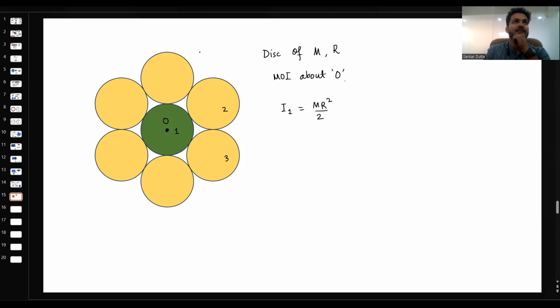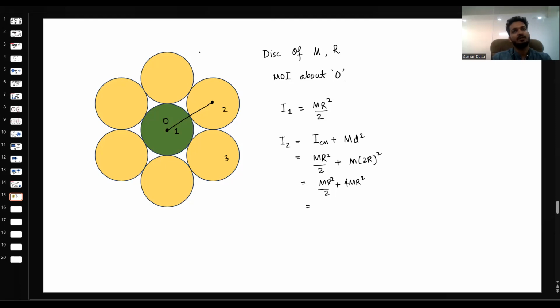Now, can you tell me what is the distance between the center of 2 and the axis of rotation? It's 2r. So to find the moment of inertia of 2, I'll have to find the moment of inertia about its own center of mass plus mass into distance square, right? This will be mr square by 2 because this is also a disk. If it rotates about its own center of mass, it will be mr square by 2. And the distance from the axis of rotation is m into 2r whole square. So this is mr square by 2 plus 4mr square.